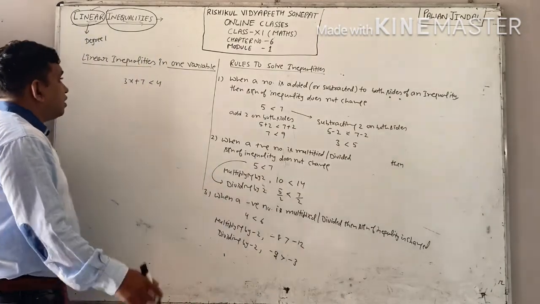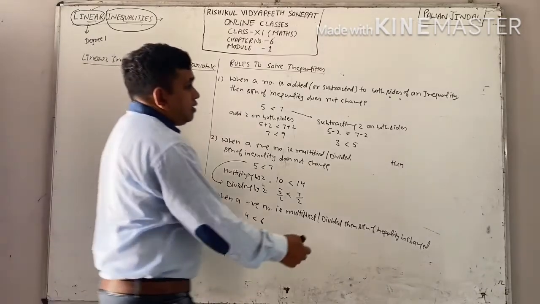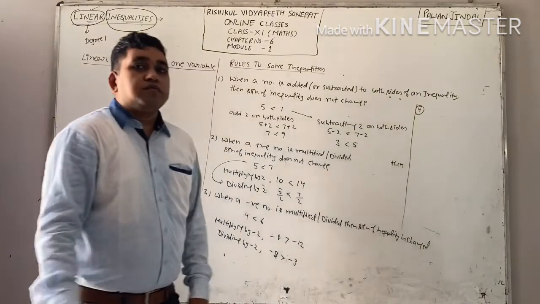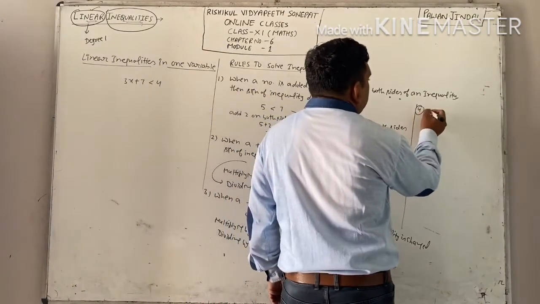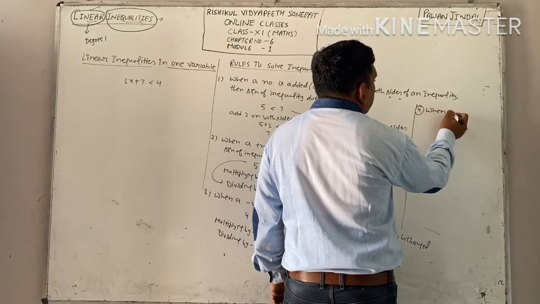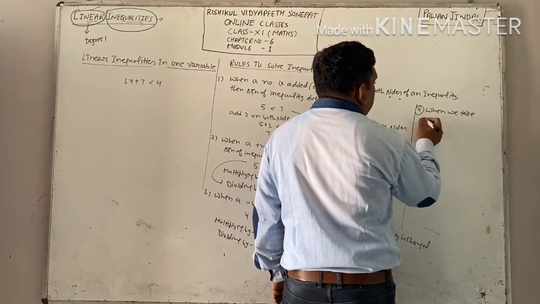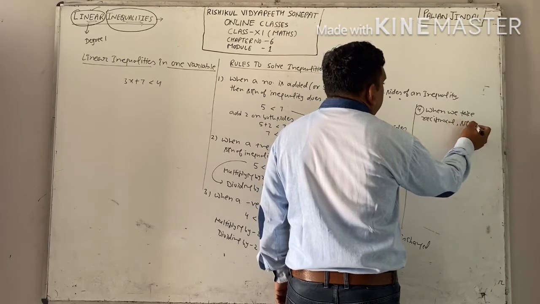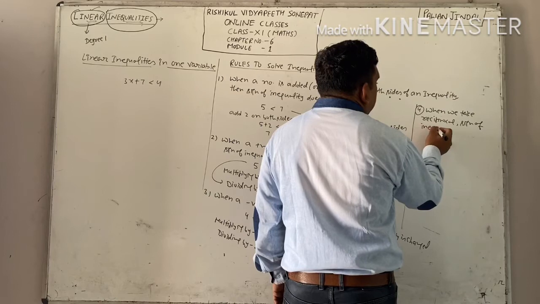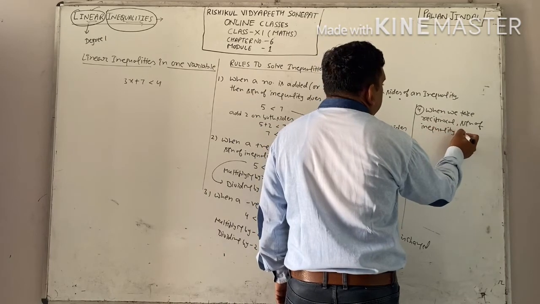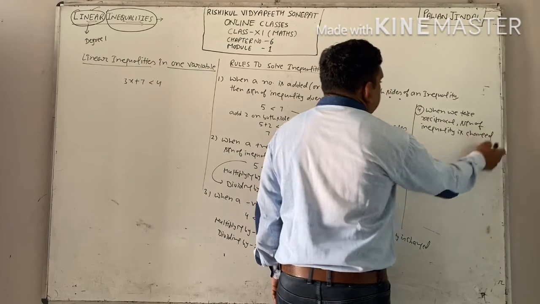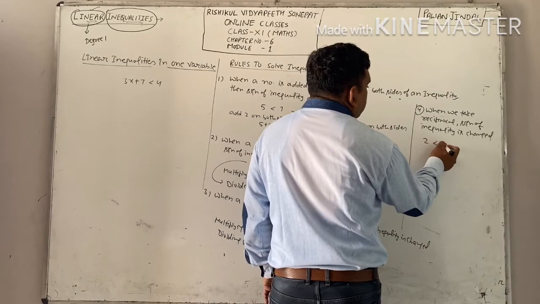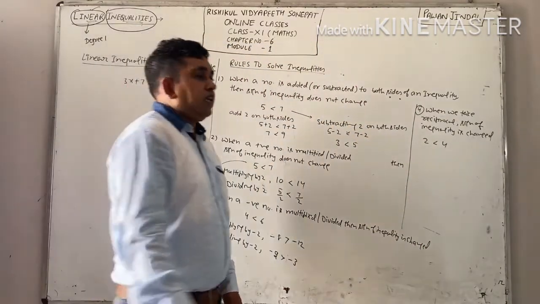Next rule, rule number 4. When we take reciprocal, sign of inequality is changed. 2 less than 4. Clearly 2 is less than 4. Take reciprocal.